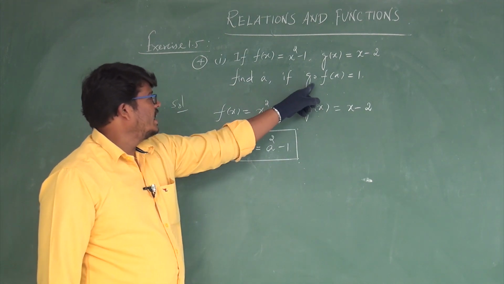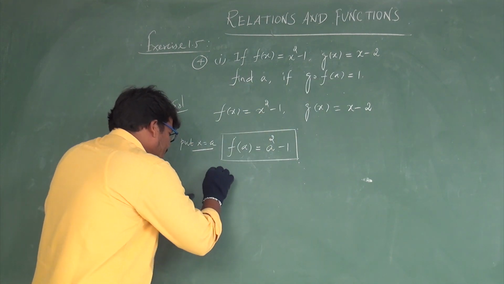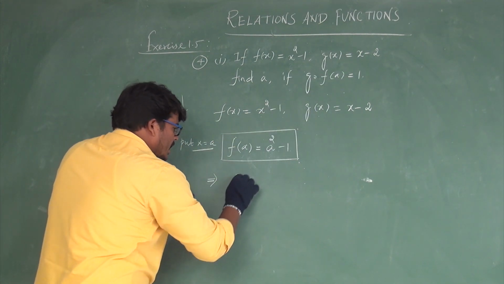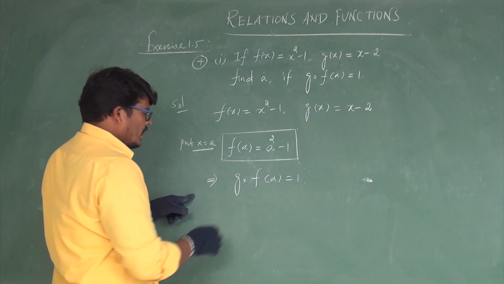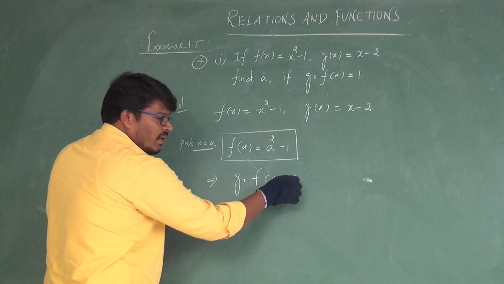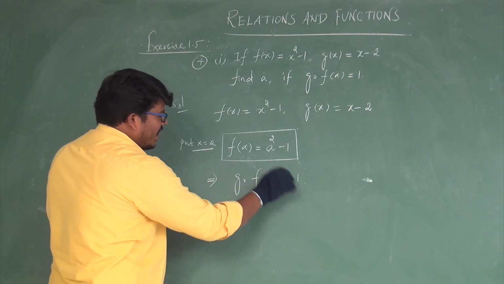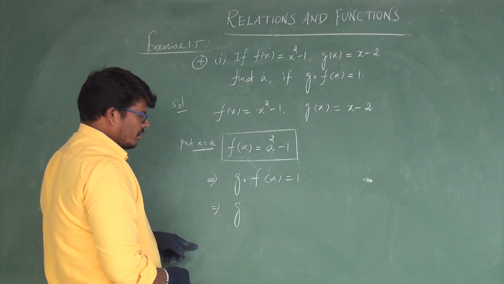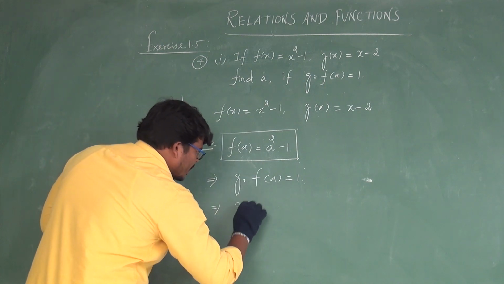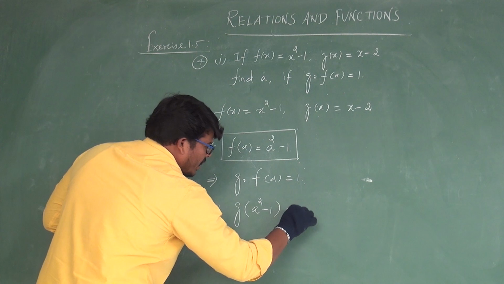Given the condition g∘f of a equals 1. This g∘f of a equals 1 is now written as g of f of a. Here f of a is a squared minus 1, so g of (a squared minus 1) equals 1.